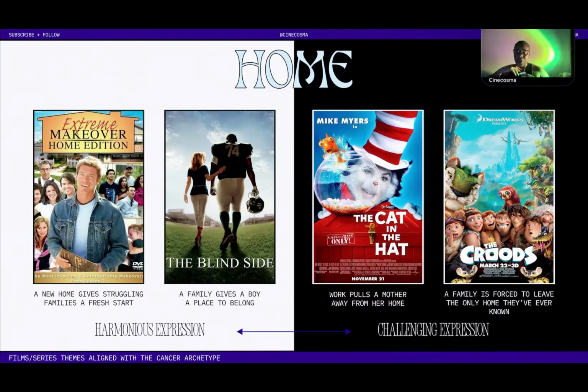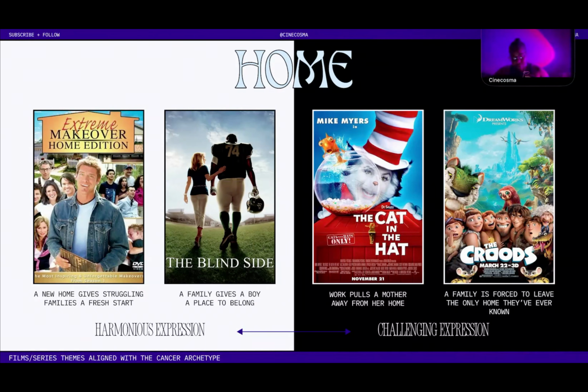Home is where the heart is, as they say. And so again, two harmonious expressions, two challenging expressions, just like the last slide. So starting with harmonious expression, we have Extreme Makeover Home Edition. You see the word home literally in the title. And then we have The Blind Side. So these are actually two different examples of home in itself, right?